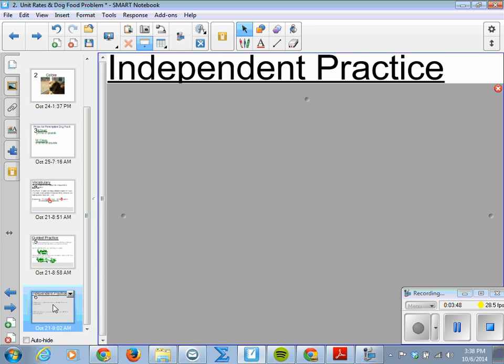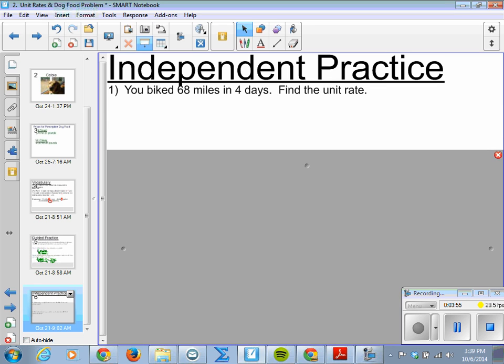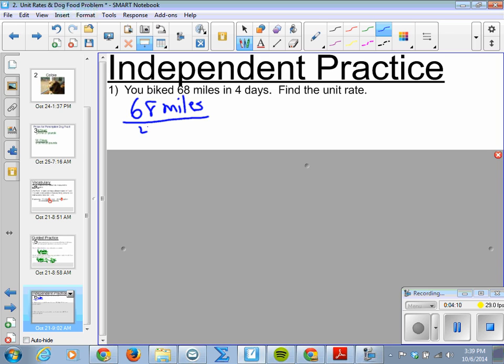So you can try these problems on your own, pause it and come back, or watch me do them. Either way, these are your practice problems. If you bike 68 miles in 4 days, find the unit rate. Well, we have 68 miles. Notice the order it's written in, 4 days. We'll divide each part by our denominator. These are 17 miles on the top for 1 day.